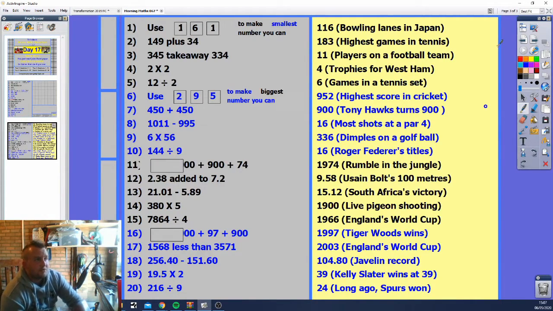6 is the number of games you play in a tennis set. So the scoring in tennis is very, very interesting. When you play one game against each other, it goes 15, 30, 45, and then the game's over. So you could win 4 points and then win.